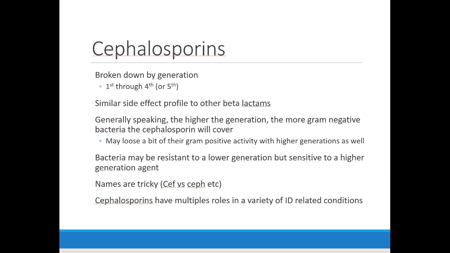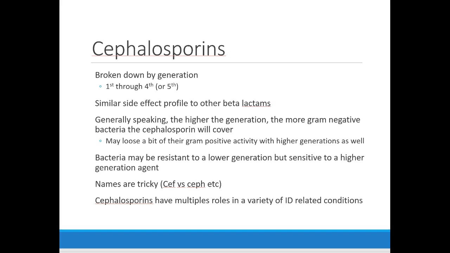Okay, moving on to cephalosporins. Cephalosporins have a couple different generations. There's 1 through 4, technically maybe a 5th. Similar side effect profile to other beta-lactams. And generally speaking, when you go up in generation, you're adding on more gram-negative coverage. So basic first-generation cephalosporin probably has mostly just gram-positive coverage, minor gram-negative coverage, and the higher you get in generation, the more advanced that is. That's a general rule of thumb, but it's not absolute.